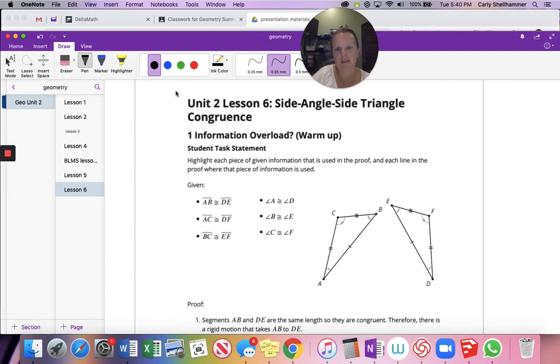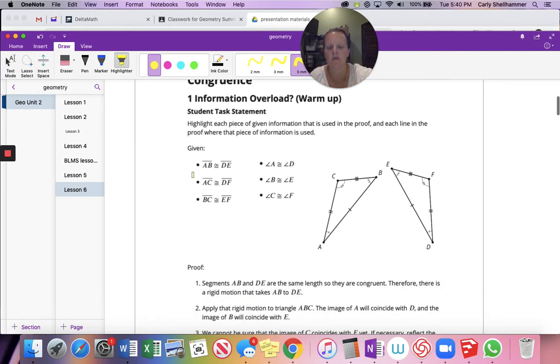Highlight each piece of given information that is used in the proof, and each line in the proof where a piece of information is used. Let's get the highlighter going. We have many given things, so all of these items are given. Now we're going to talk through the proof a little bit. When we see it used in the proof, we're going to highlight it.